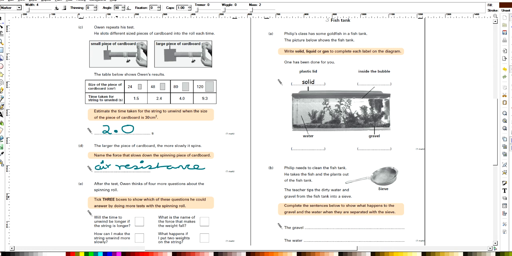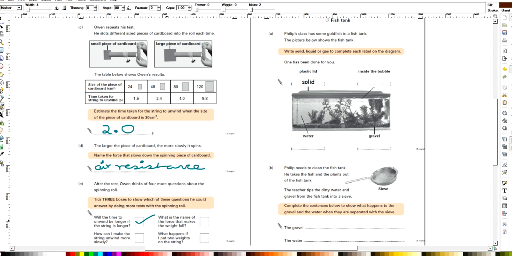After the test, Owen thinks of 4 more questions about the spinning roll. Tick 3 boxes to show which of these questions he could answer by doing more tests with the spinning roll. Will the time to unwind be longer if the string is longer? Could that be tested? Yes.